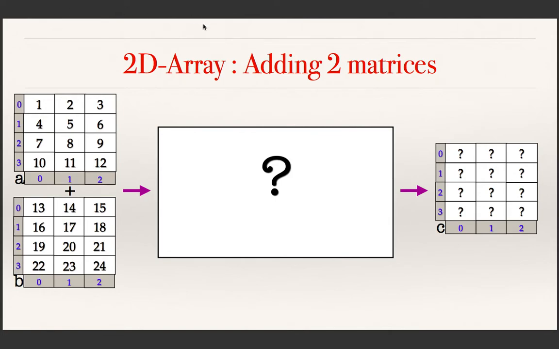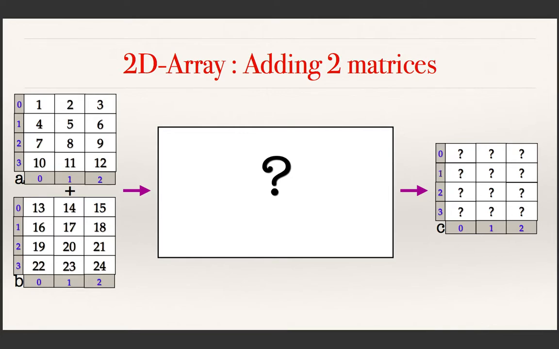Now let us see how we can add two matrices. We know that to add two matrices, both matrices must be of the same dimension. Here matrix A is of dimension 4 by 3 and B is of dimension 4 by 3. So you can add these two matrices and you will get a matrix of the same order, which is 4 by 3.